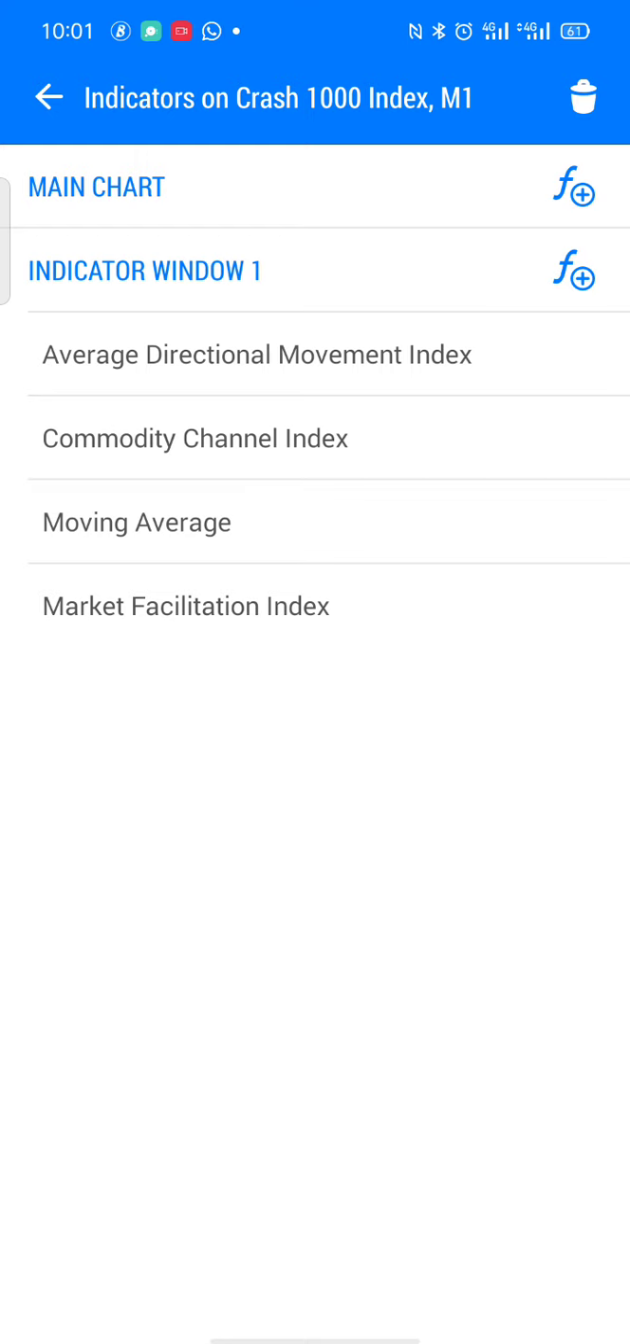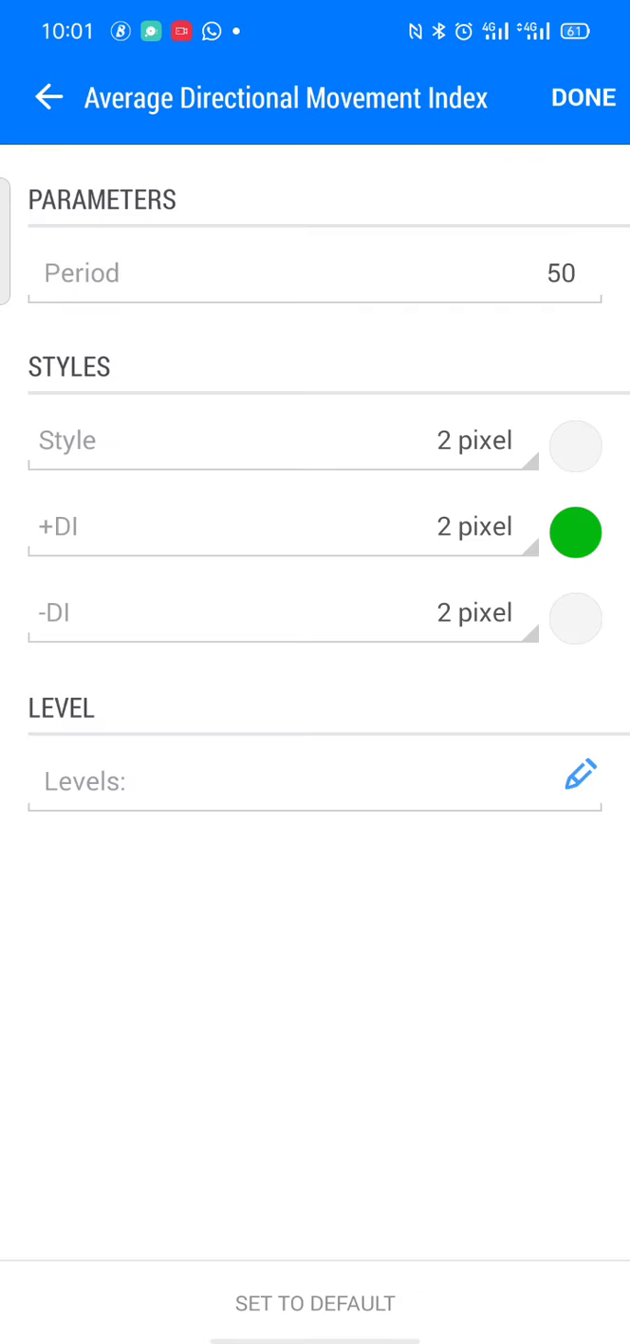We just need 4 indicators: the Average Directional Movement Index, the Commodity Channel Index, the Moving Average, and the Market Facilitation Index. These indicators, guys, are all you need for this strategy. For the Average Directional Movement, the period is 50. The star, 2 pixel, use the color of your screen for the star.